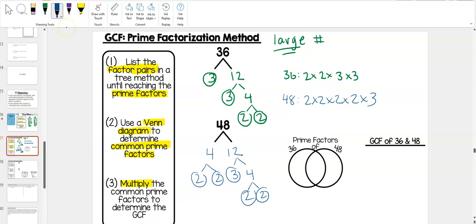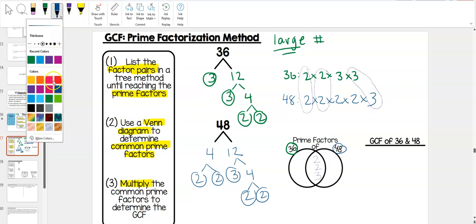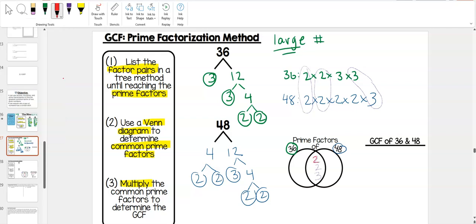Now we're going to list them. We're going to put all of our 48 factors on this side and our 36 factors here, and anything that they have in common we're going to put in the middle. I know that they have two 2s in common, another set of 2s in common, and a set of 3s. So in the middle I'm going to do 2, 2, and 3. Let me see if I can use a different color really quick. Yeah, 2, 2, and 3.